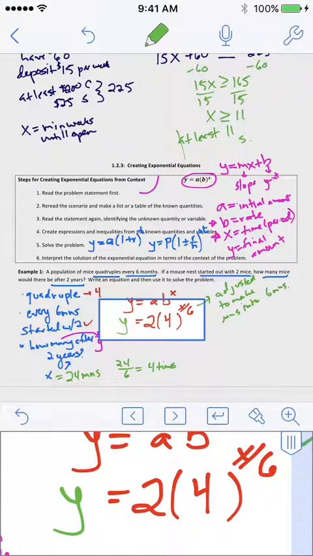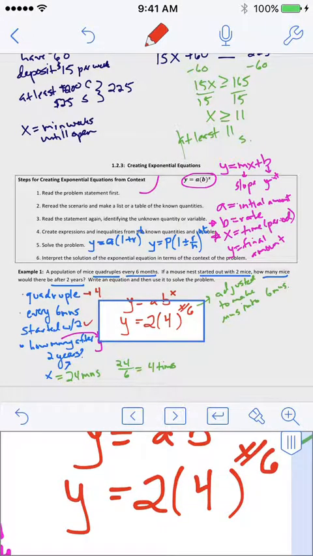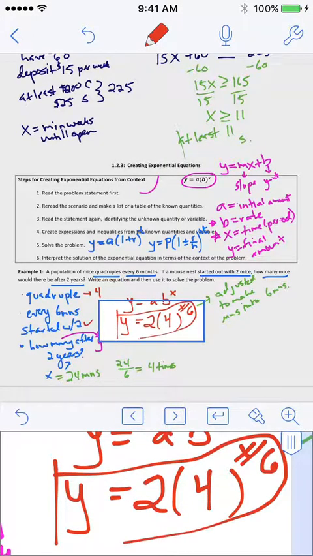So right now we have y. Let's put it in red. We don't know anything about the final amount, but we have our equation. So our general equation here starts out with 2 and quadruples every 6 months. That looks like 2 times 4 to the x over 6. Cool. Now I can answer the question.